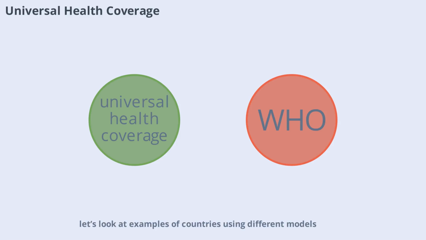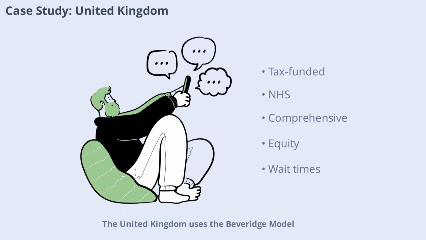Next, let's look at examples of countries using different models. The United Kingdom uses the Beveridge model, with the National Health Service (NHS) providing healthcare funded by taxes. The NHS offers comprehensive services to all residents free at the point of use. This model emphasizes equity and cost control but sometimes faces challenges like wait times. The UK's experience shows the strengths and trade-offs of a tax-funded system.